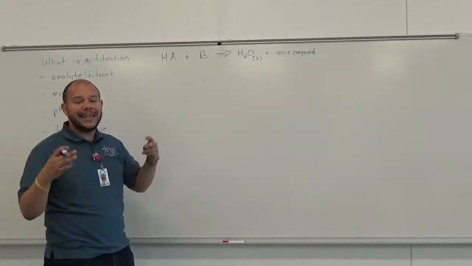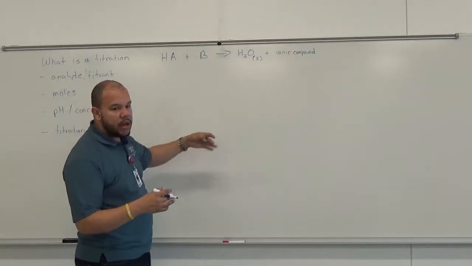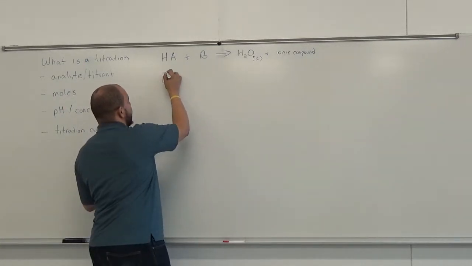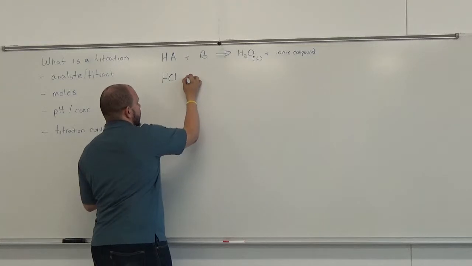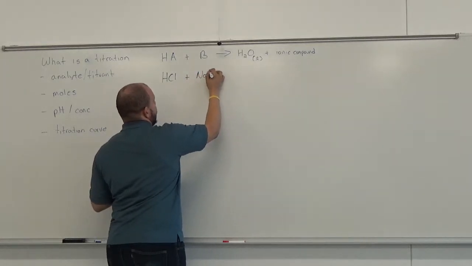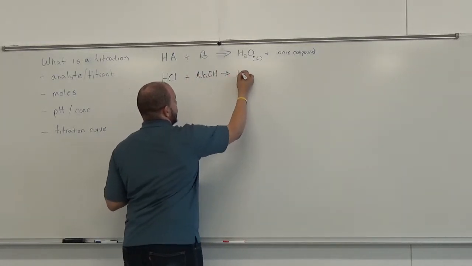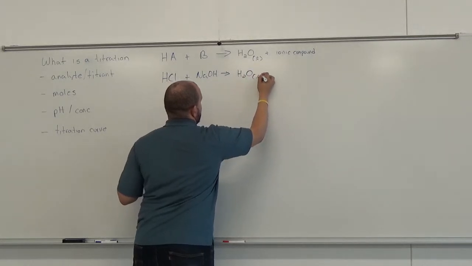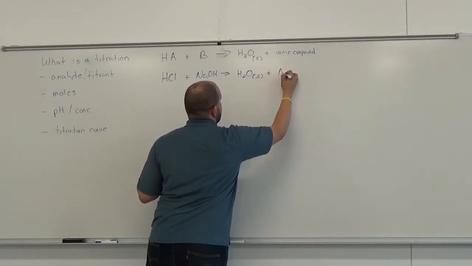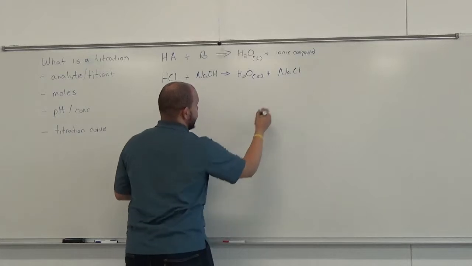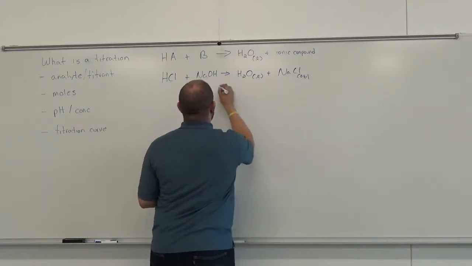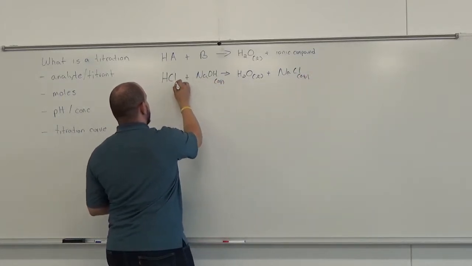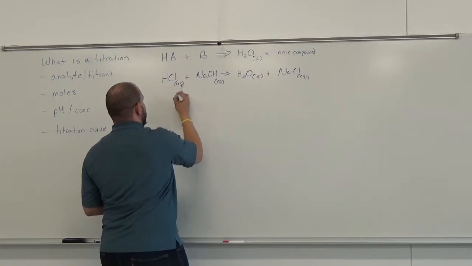So to give you an example that is not generic, if we were to take HCl and add that to NaOH, we would create water and NaCl. Again, all of these are aqueous except for water, and don't forget that when you're writing them.